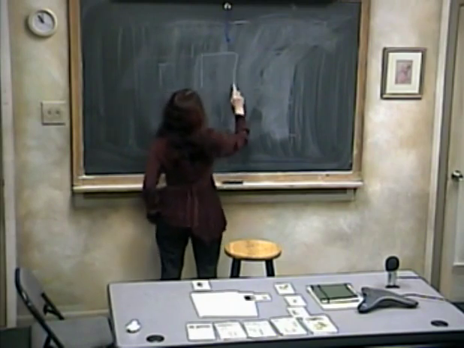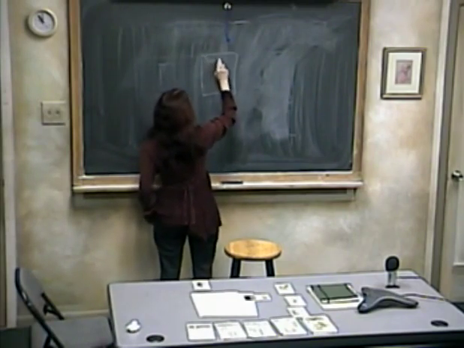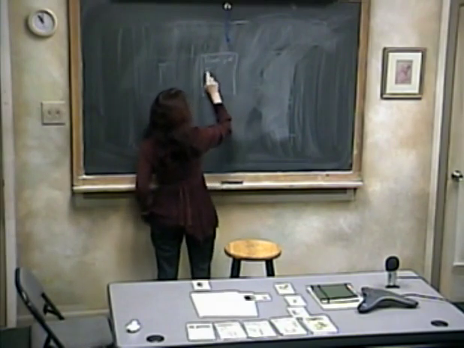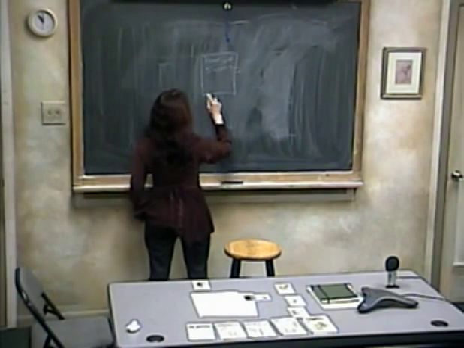Card number 1. It's the Page of Swords. Card number 2.